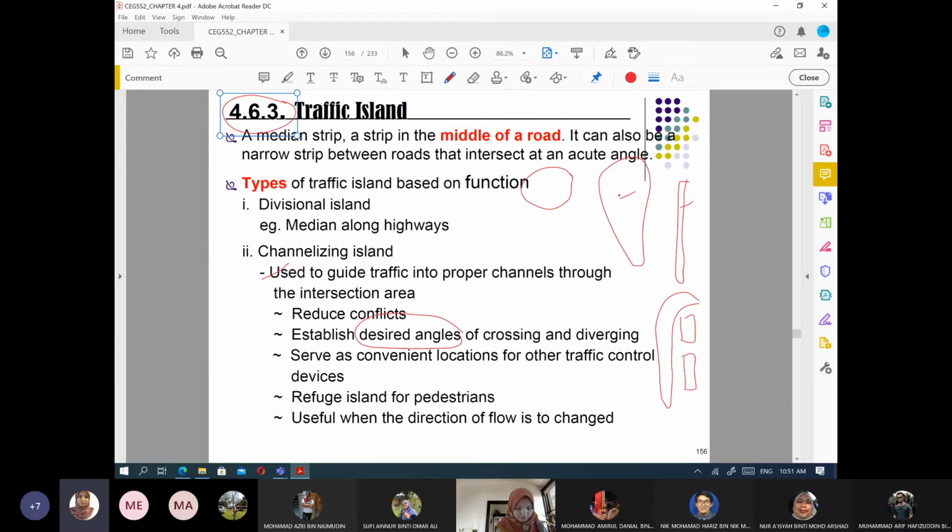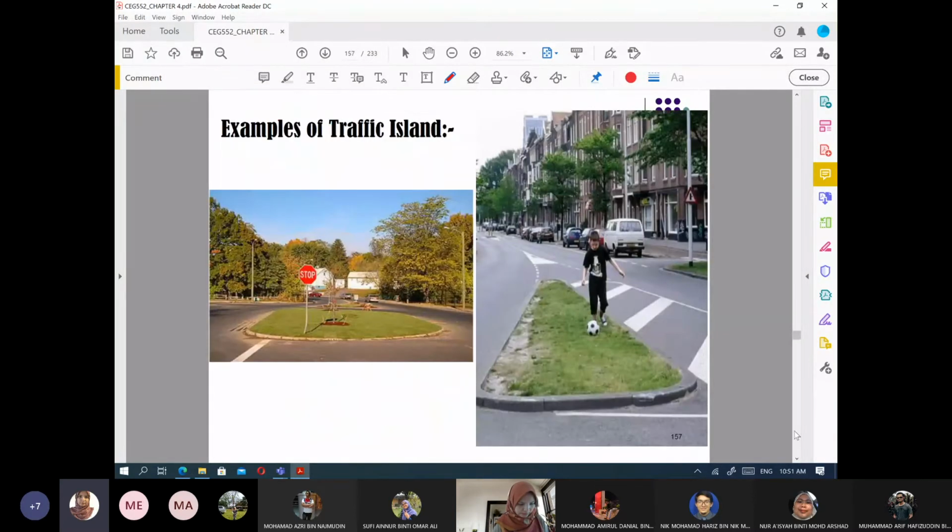Useful when the direction of flow is to change, okay, macam left turn, right turn, so nak tukar dia movement direction, so kita perlukan this channel. Kalau through biasanya tak adalah, okay. Okay, this is the examples of the traffic island. You can see even this boy, he can play ball on top of this channelization. This is just to delineate from those yang turning left or yang going straight.